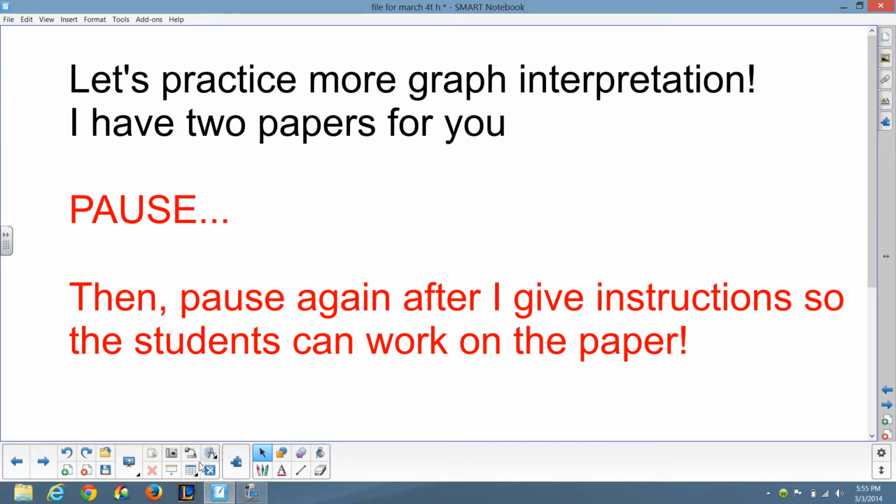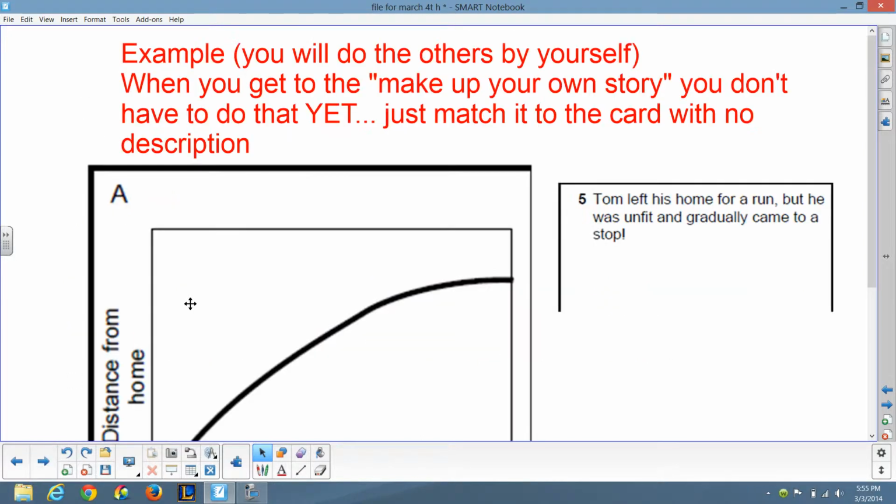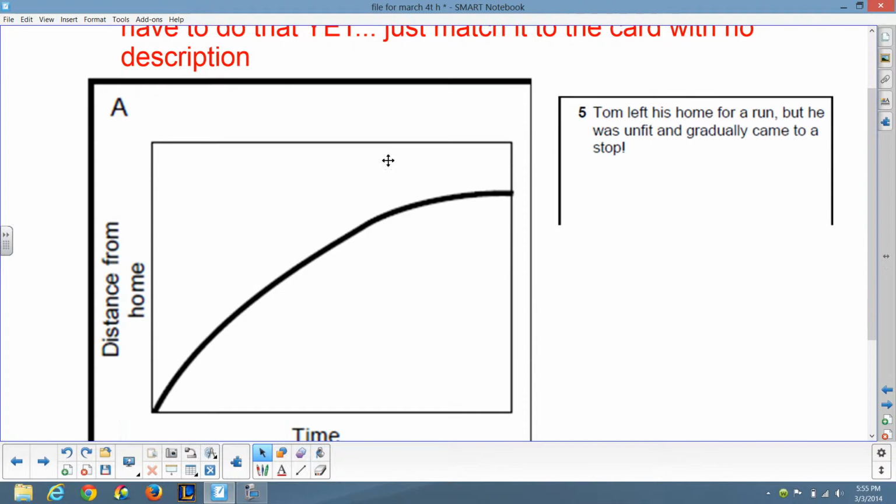So here's the instructions. You are going to match up each of the graphs with the description that goes with it. Here's the very first one done for you. Alright, this is picture A, and number 5 is the right description. Tom left his home for a run, but he was unfit and gradually came to a stop. Now, the word here, gradually, is important.